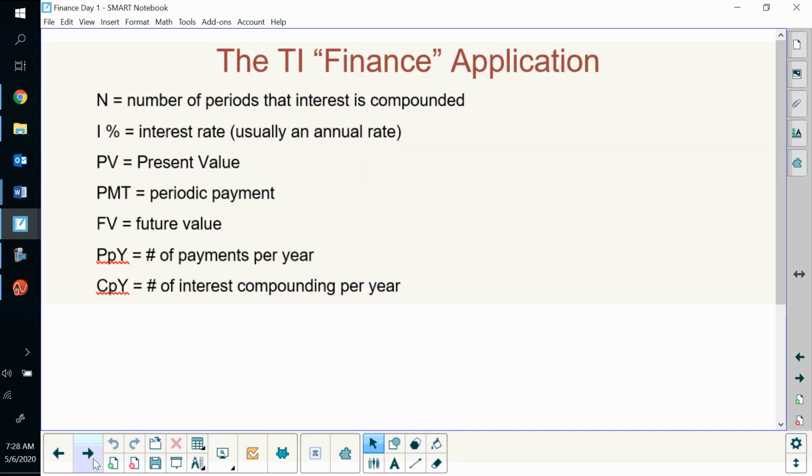So we're going to use the TI Finance application. We'll show you how to get there in a second. These are the different things that we'll see. N is the number of periods that interest is compounded. I is our annual rate of the interest. PV means present value. Periodic payment here, what it'll end up in the end, the future value. And then the number of payments per year. So if it's quarterly, PPY would be 4. If it's monthly, PPY would be 12, and so forth.